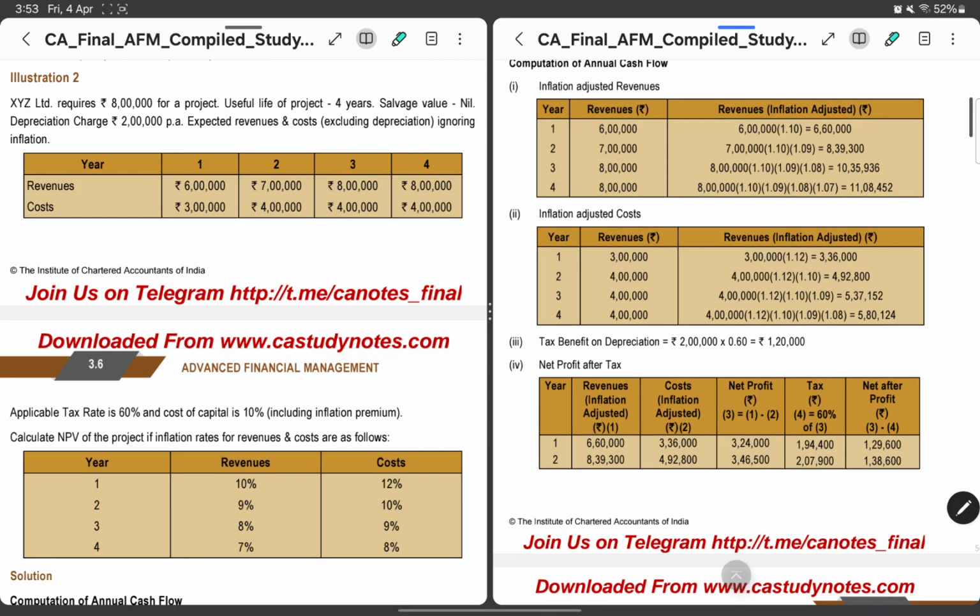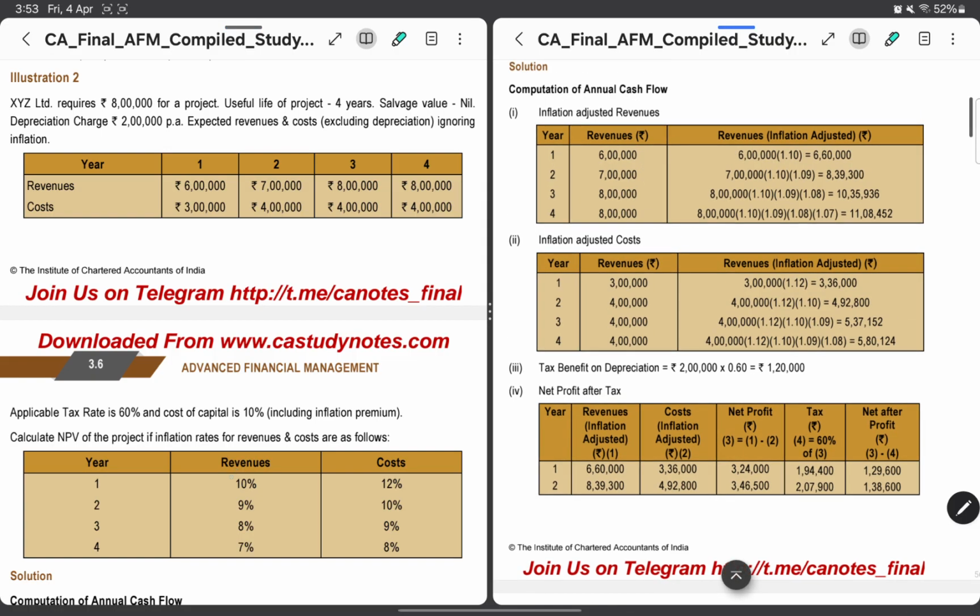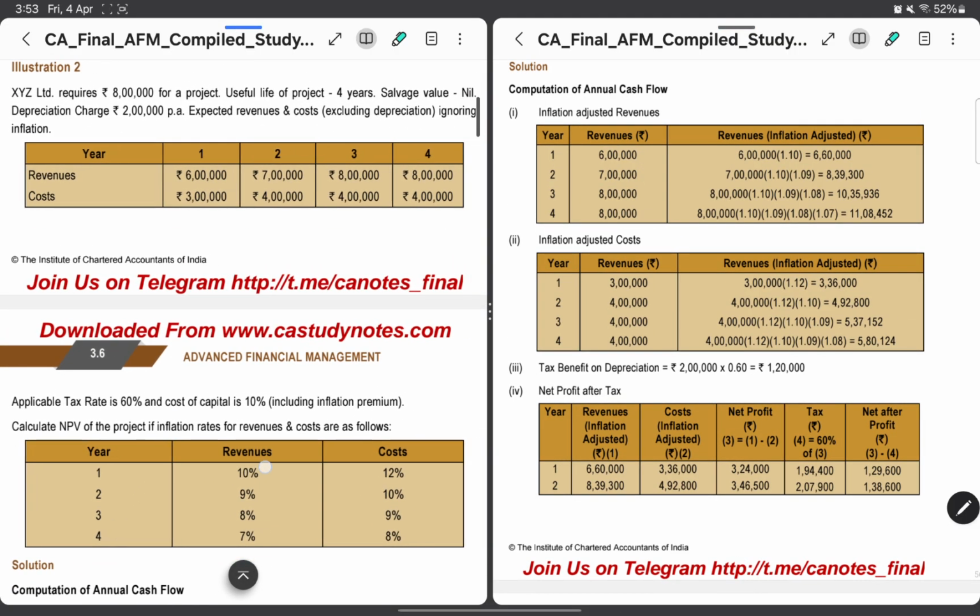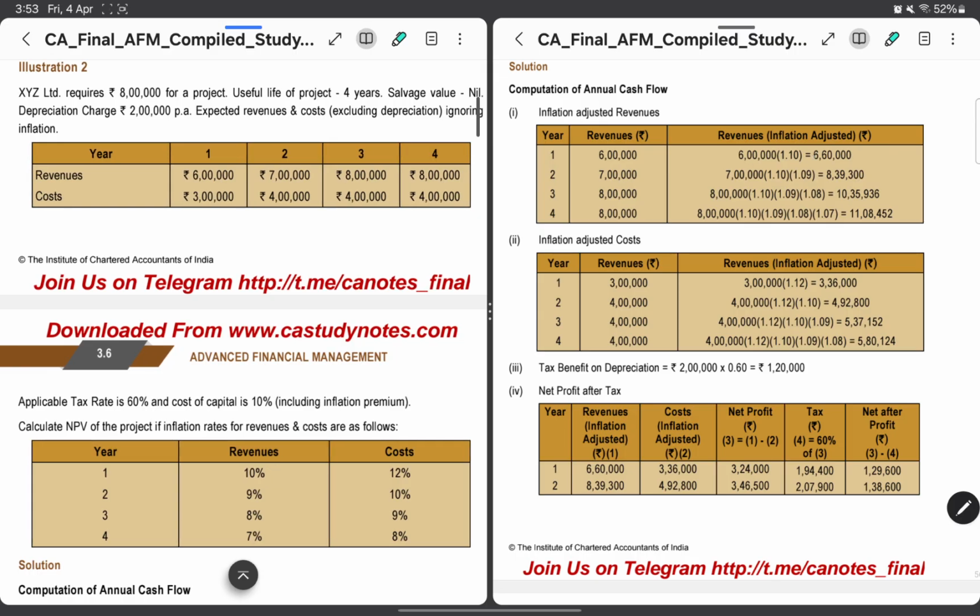First, revenue they've given for year 1 is 6 lakh, then year 2 is 7 lakh, then year 3 is 8 lakh, then year 4 is 8 lakh. So year 1 revenue is 6 lakh, wherein they've given 10% as the inflation rate. So 6 lakh plus 10% will come up to 6 lakh 60,000. Then 7 lakh for the second year.